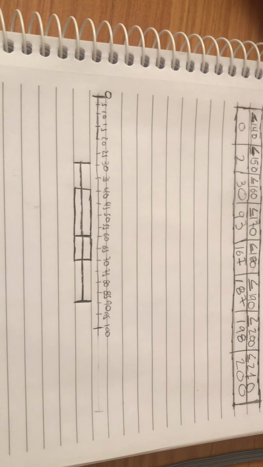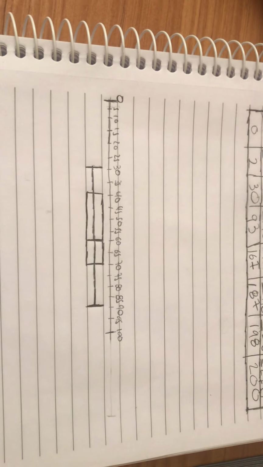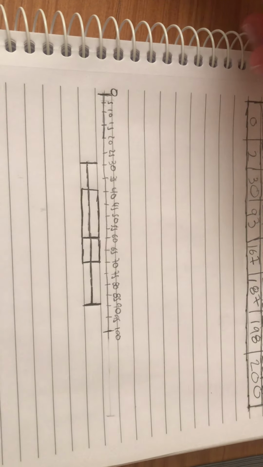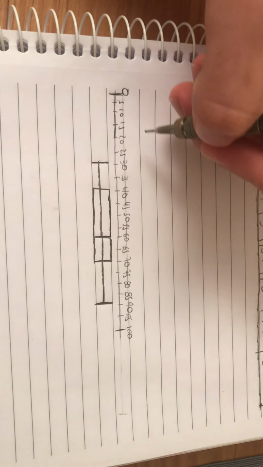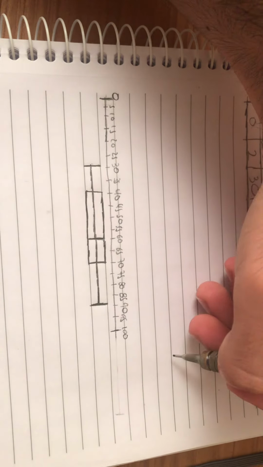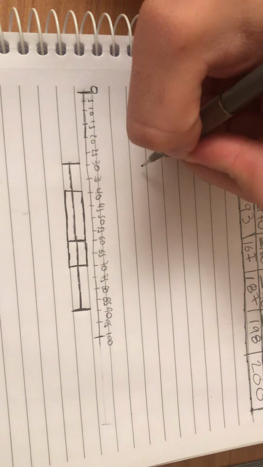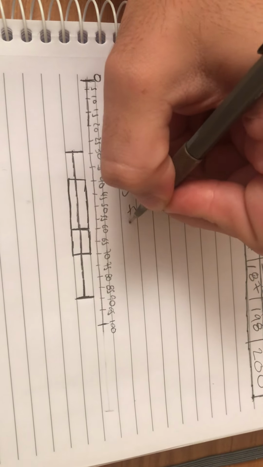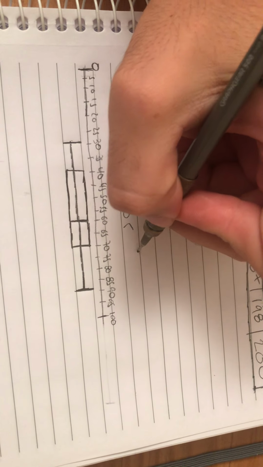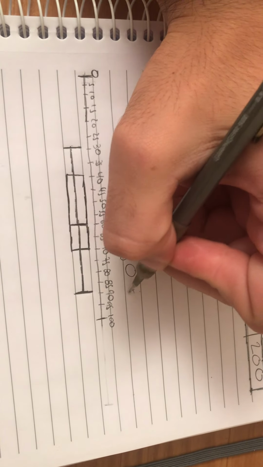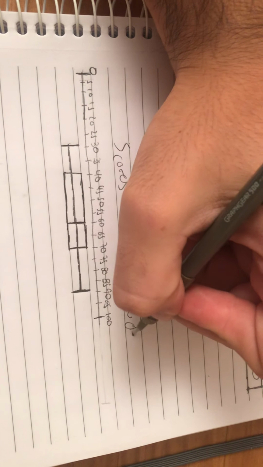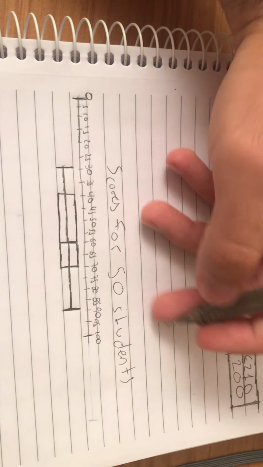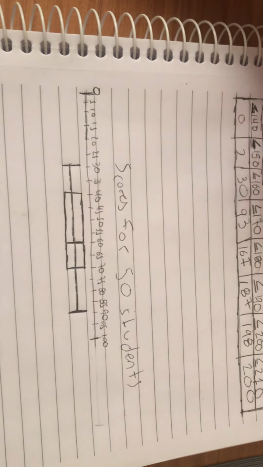Okay, so over here we have a box and whiskers diagram, or a box plot diagram, and on this first row over here we have the values that go from 0 to 100. These are the scores for 50 students. And in the test, that's worth 100 points.